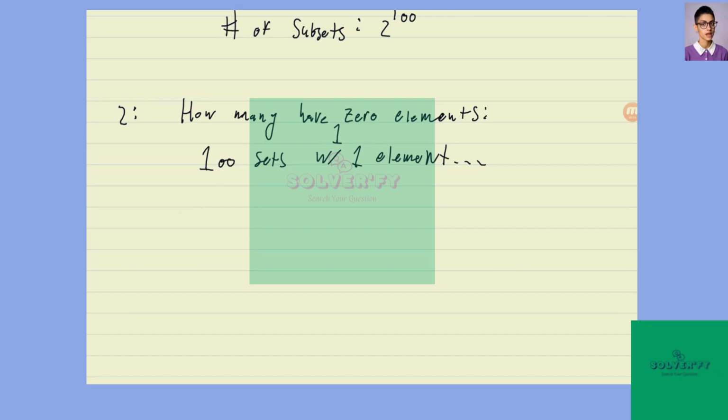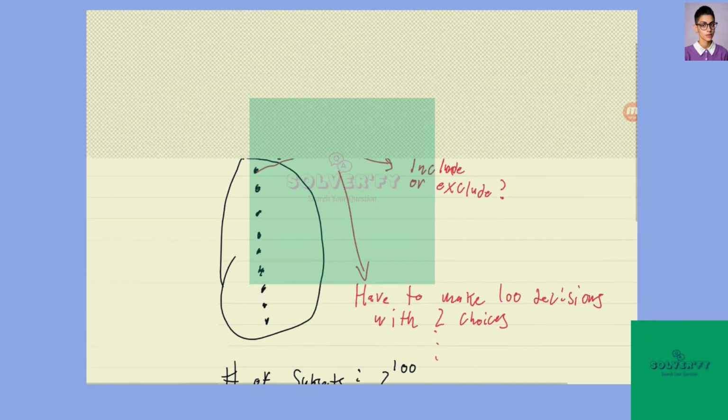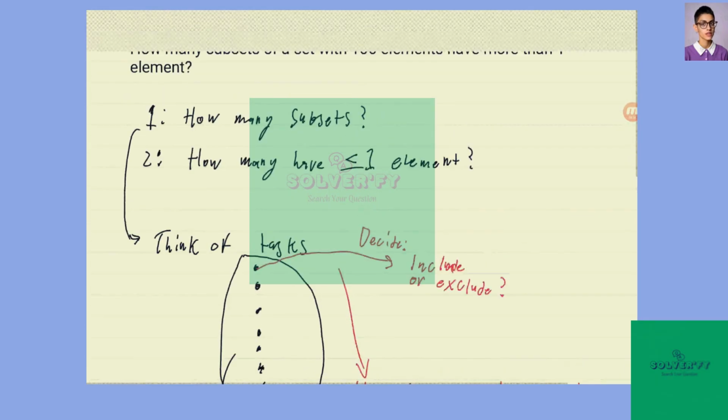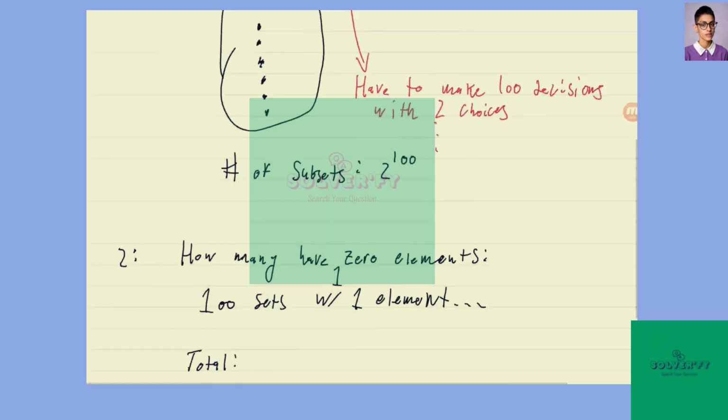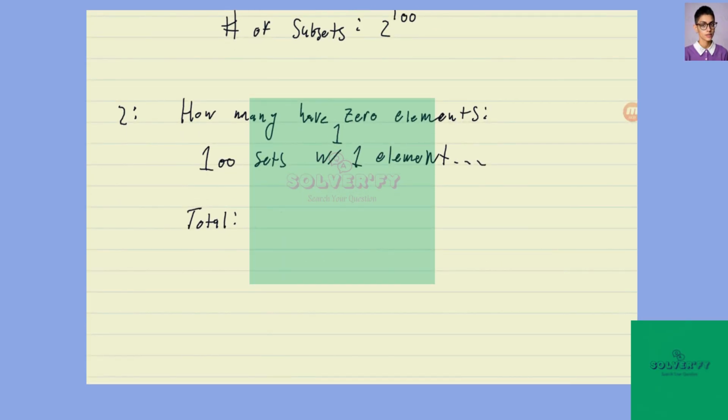So that means that overall, I'll say total, the answer to the question, the number of subsets of a set with 100 elements with more than 1 element, is going to be 2 to the power of 100 minus 101.